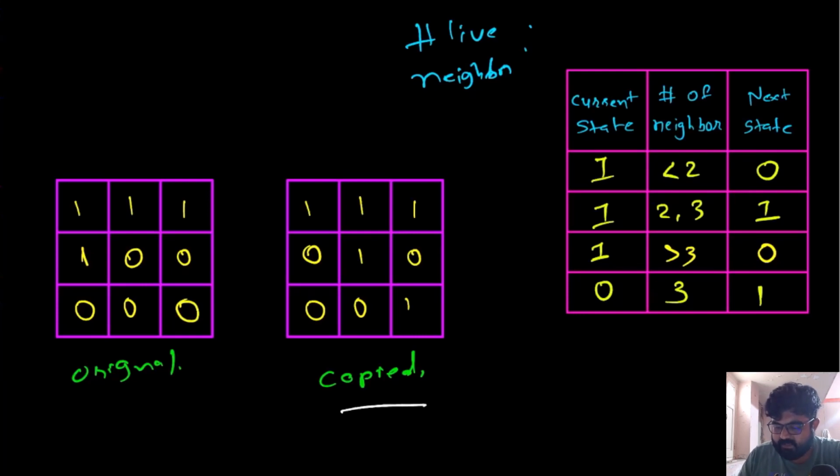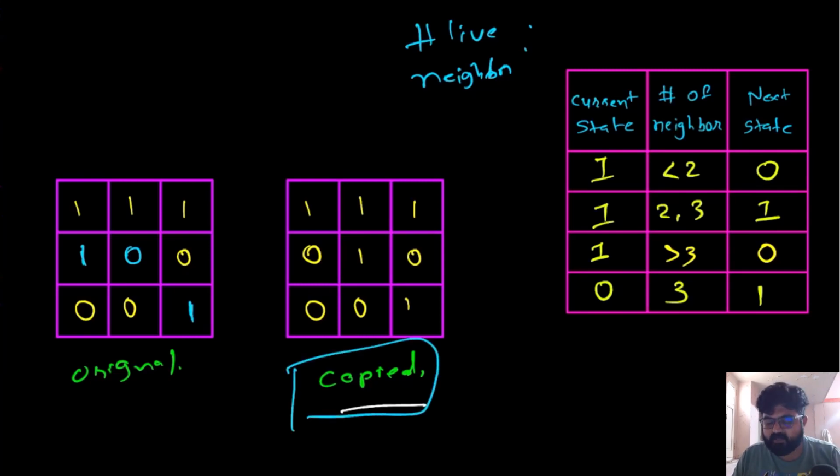So let's see, from the original version we had, how many items got changed. Basically this got changed, so this became 0. This also got changed, so this was originally 0 and then it became 1, and this got changed. So this is how we would be able to solve the Game of Life problem. If we just create a copied version, it becomes very easy for us to find the live neighbors.